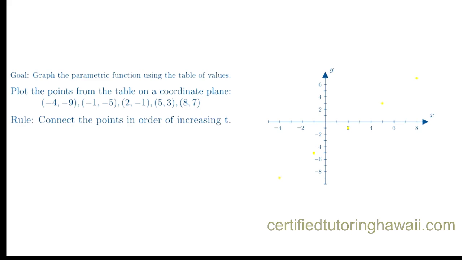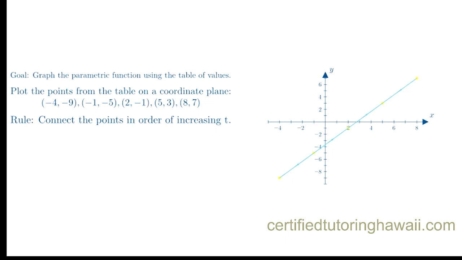We connect the point for t equals -2, to the point for t equals -1, then to the point for t equals 0, and so on. To show this direction on our graph, we add arrowheads along the curve. The arrowheads point in the direction that t is increasing. This is called the orientation of the curve.